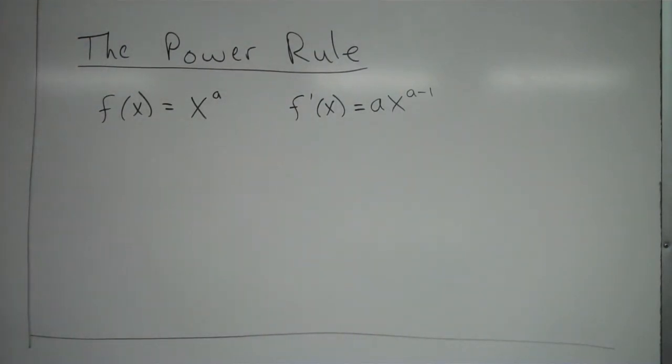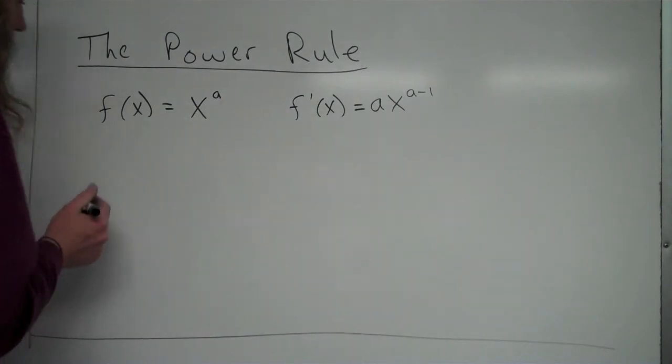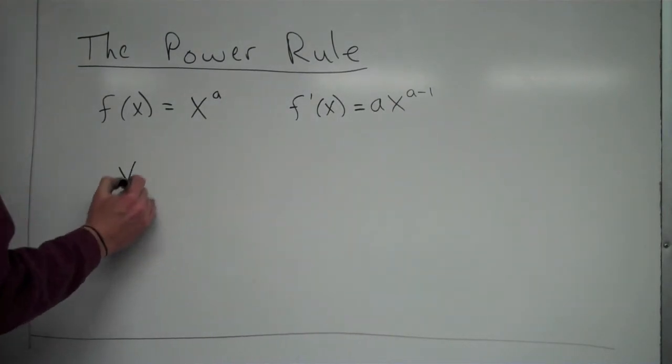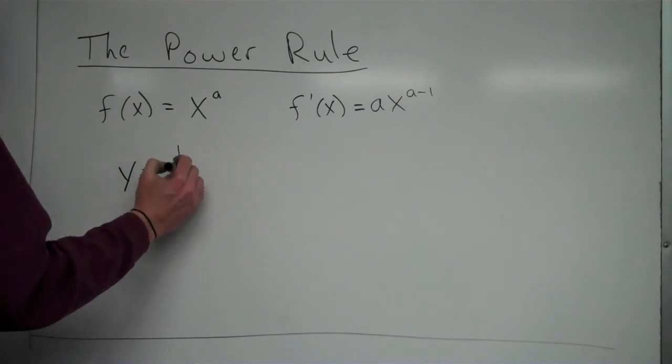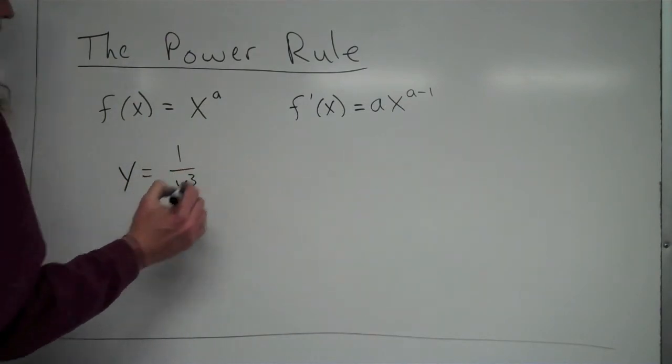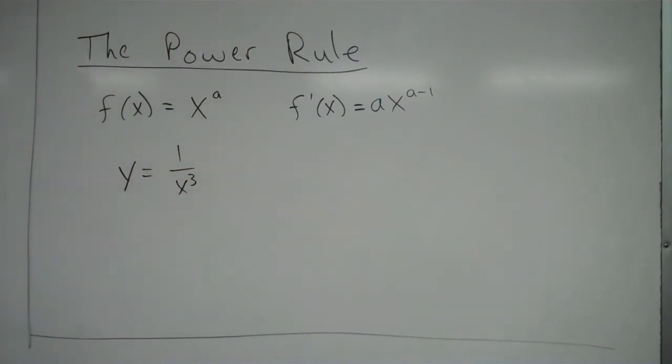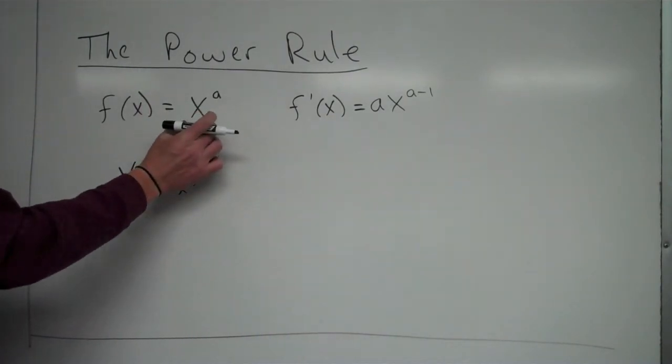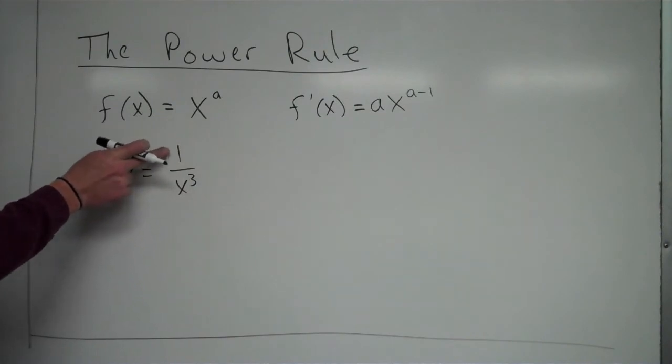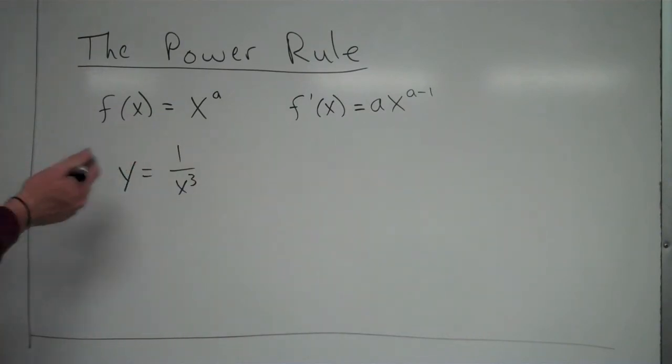There are certain times where it's good to rewrite your function before you take the derivative. So let's say we have y is equal to 1 over x cubed, for instance. That, as it is, is not set up to use the power rule, because in order for it to be the power rule, it has to be something where it's x to a power. And this is 1 over x to a power. So this is close, but not quite.